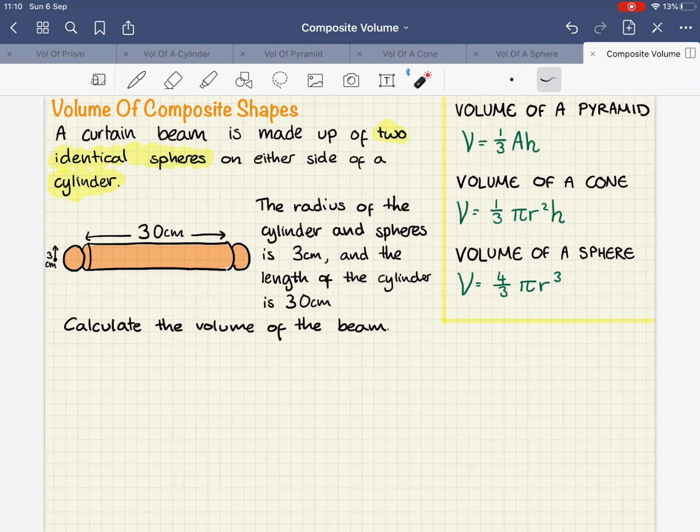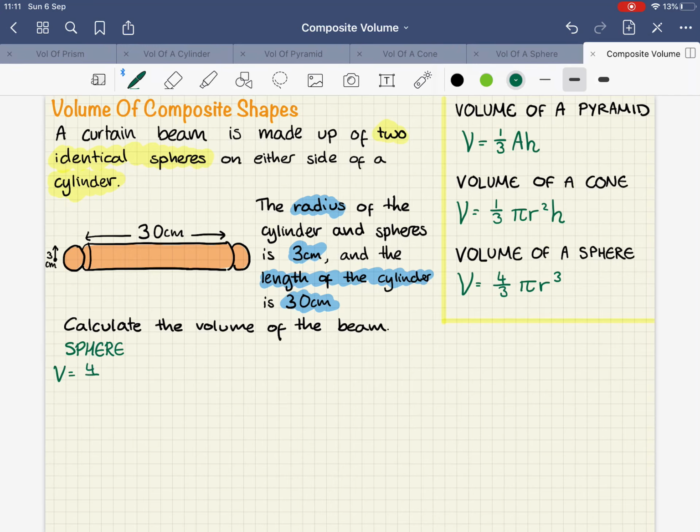So then the next little bit, this just gives a bit more context to my diagram. The radius of the cylinder and the spheres is 3 centimeters. So I am just going to highlight that. So radius is 3 centimeters and the length of the cylinder is 30 centimeters. So that's all the information that I am given, and I've been asked to calculate the volume of the beam. So to start off with, let's just break it up into the individual shapes. So I need to first figure out what the volume of just one sphere is to start off with.